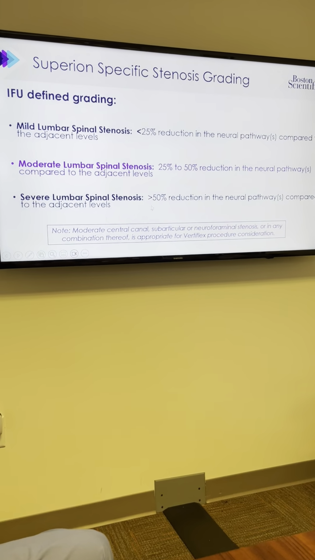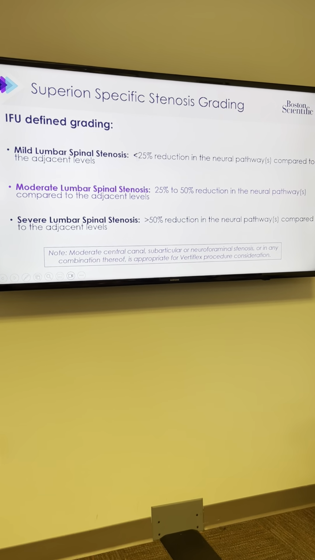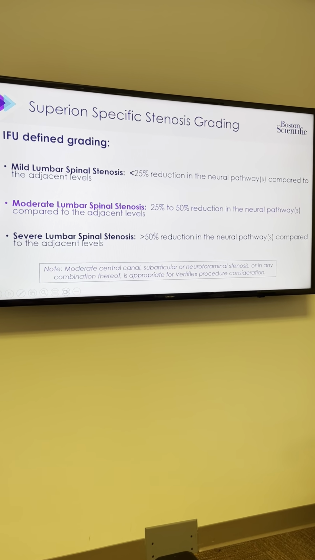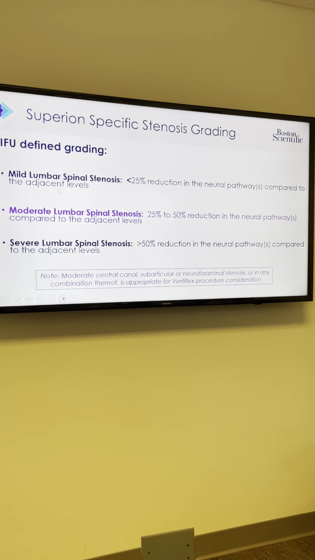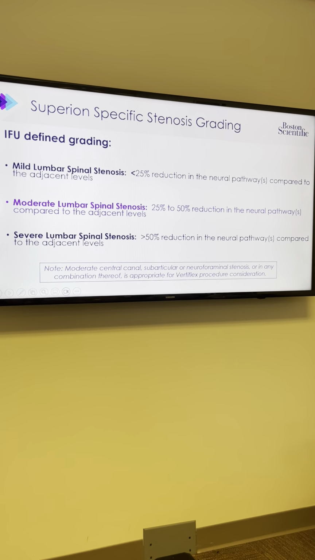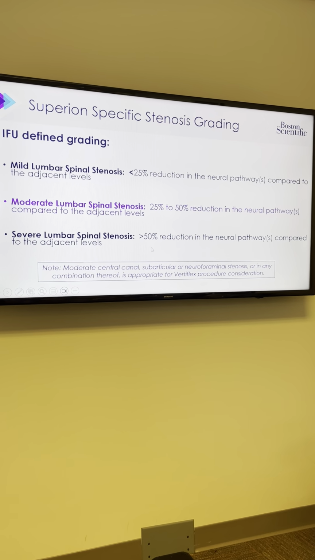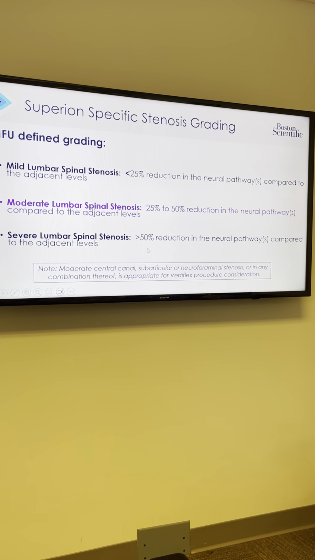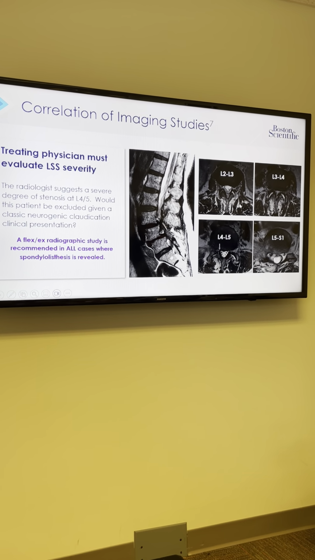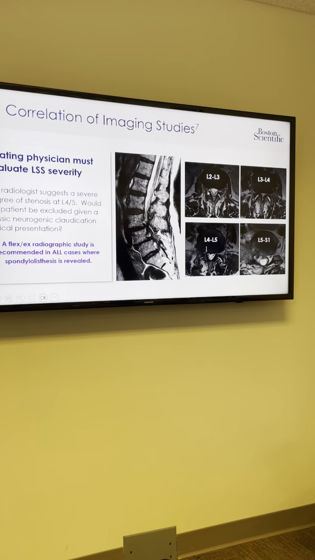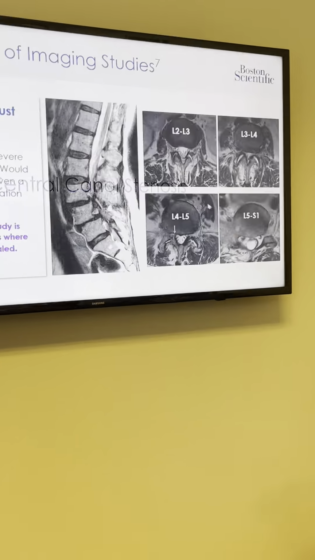Stenosis can be mild, moderate, or severe. While there are numbers that correlate to it, I think it's better to look at it from an image perspective. They're defining this as less than 25, 25 to 50, and greater than 50 percent reduction in the pathway. So here are just some examples of different levels of stenosis. We're going to skip these right now.